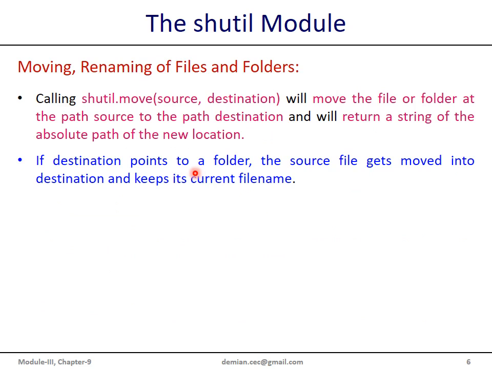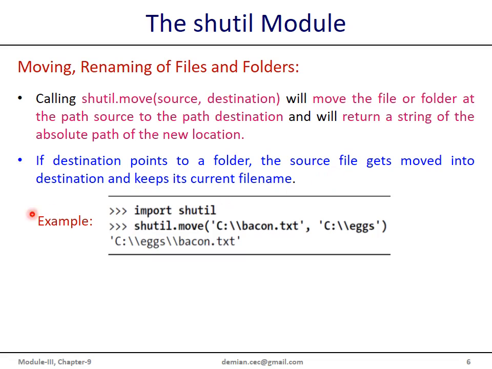Renaming of files and folders. The function move will move the file or the folder from source location to the destination path, and it will return a string representing the absolute path of the moved file or the folder. If the destination points to a folder, then the source file gets moved to the destination with the same file name. Here is an example. Here we move the text file from source to the destination folder, and now the destination folder has the file which is the same as the source file.